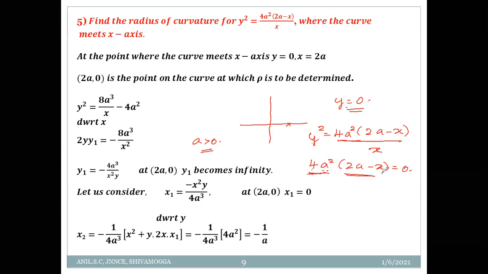Therefore, 2a minus x is equal to 0, which implies x is equal to 2a. Therefore, x comma y is 2a comma 0. X is equal to 2a and y is equal to 0. This is the point at which rho is to be determined. Therefore, 2a comma 0 is the point on the curve at which rho is to be determined. Is that clear?